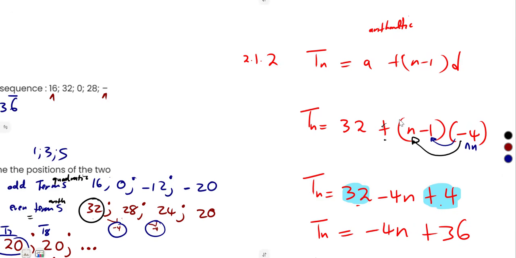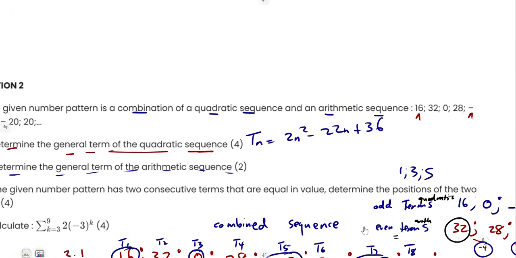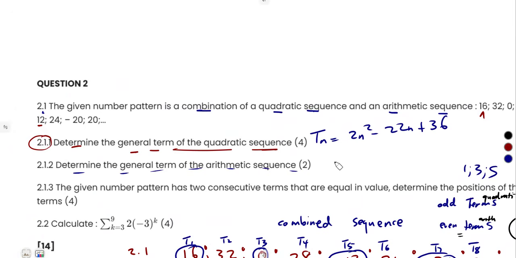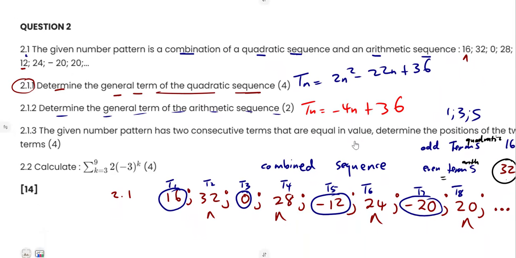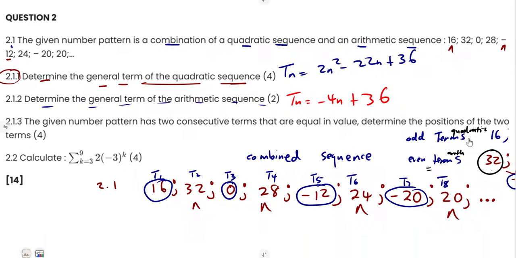So we have our Tn as minus 4n plus 36, which is representing what? An arithmetic sequence, but that is what? For the even terms, remember. So we have this one: minus 4n plus 36, all right? No problem. Now considering 2.13, which is a part that is very, very important for us to understand here.